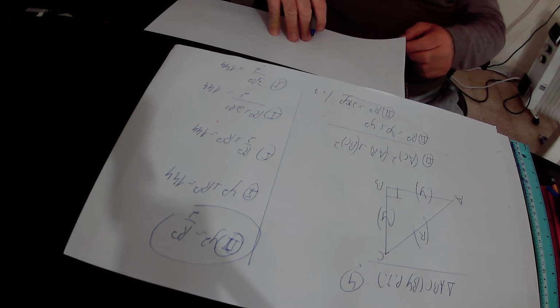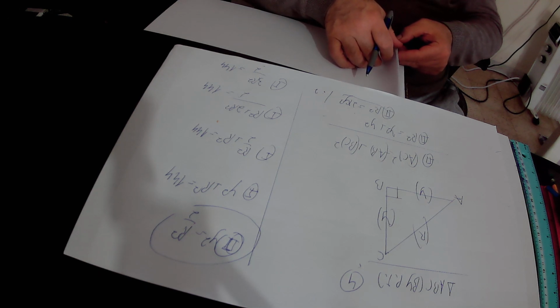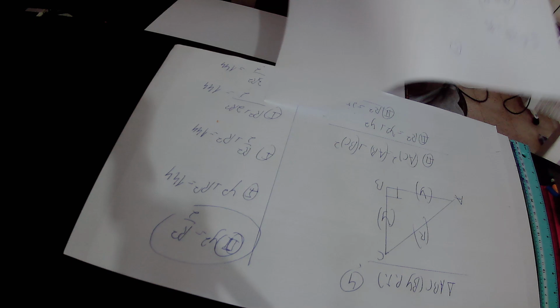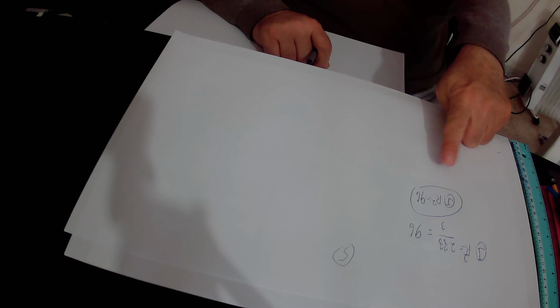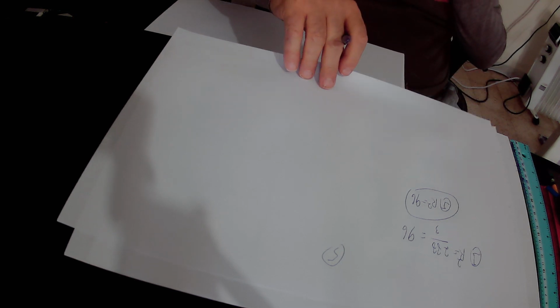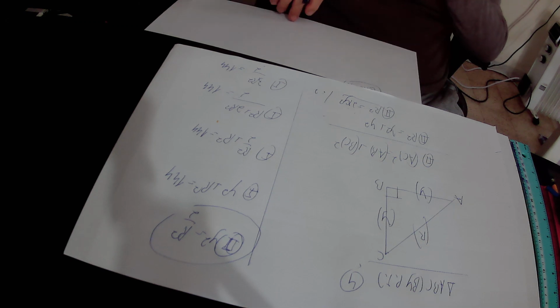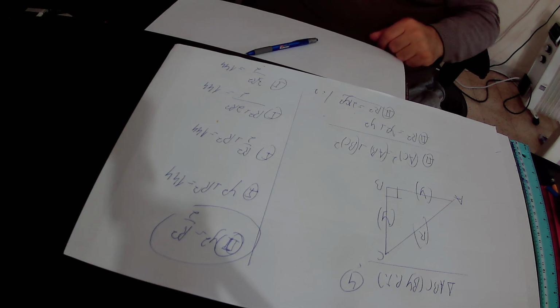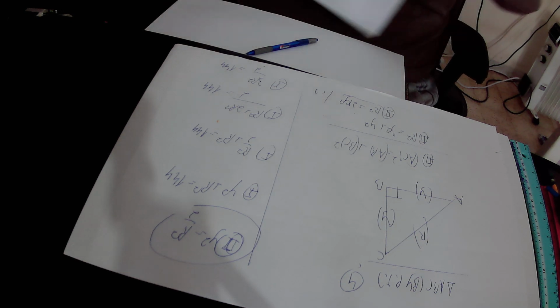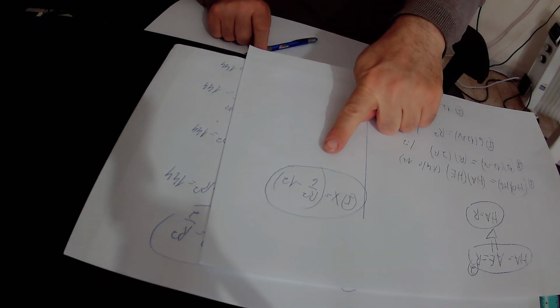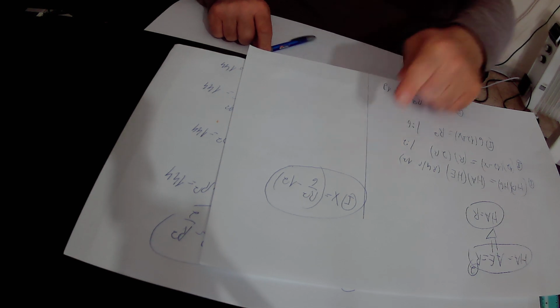Here, according to equation 1, we found out actually that R squared equals to 96, and we have already found out actually that X equals to, according to equation 1, X equals to R squared over 6 minus 12.